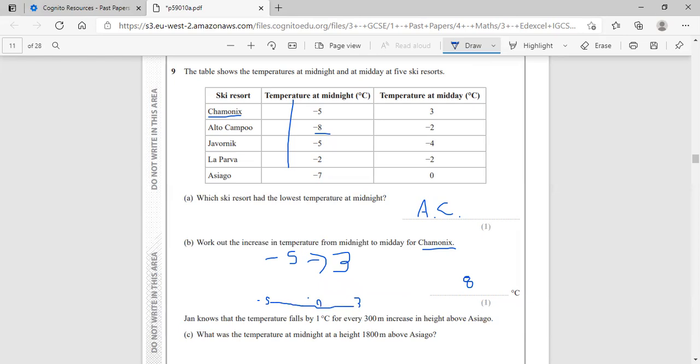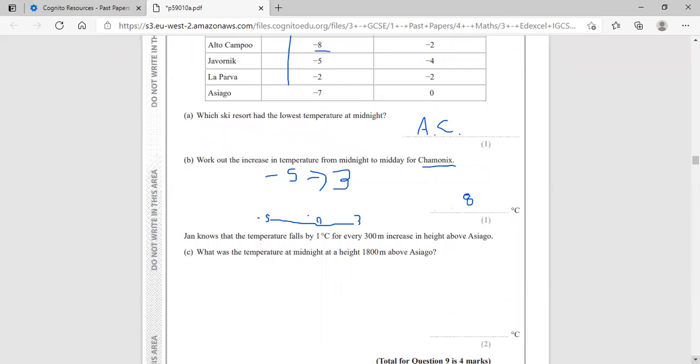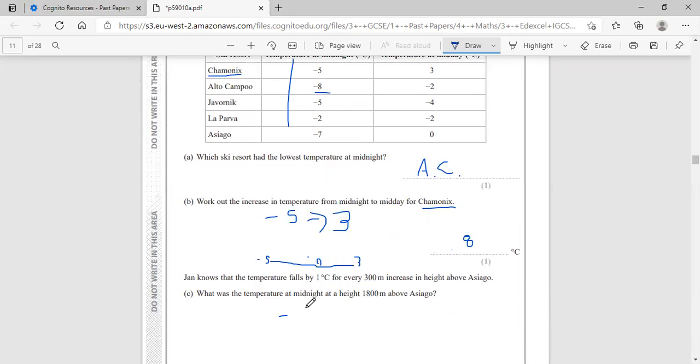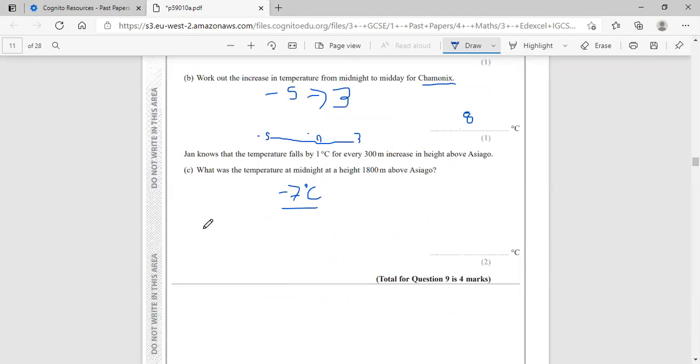Jan knows that the temperature falls 1 degree Celsius for every 300 meters increase in height above A0. What was the temperature at midnight at a height 1,800 meters above A0? So at midnight, the temperature was -7 degrees Celsius at A0. Okay, so that was A0. So how many degrees Celsius will it be higher if it's 1,800? So what we have to do is 1,800 divided by 300, okay?